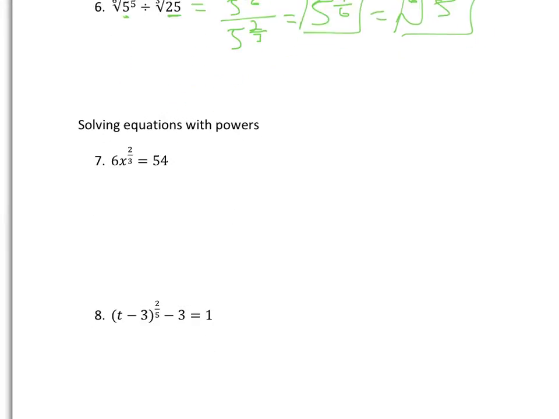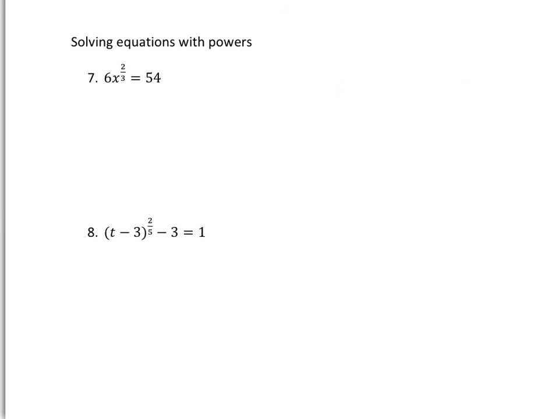Lastly, solving the equations with powers. We're going to do very similar to what we've done in the past. So we've got to isolate our variable. Divide both sides by 6. x to the 2/3 equals 9. And to get rid of our 2/3 power, you're going to take each side to the reciprocal power of that, just like if you're multiplying by fractions. So we're going to take both sides to the 3/2 power, because 2/3 times 3/2 is 1, which just leaves us with x. So we need to do x to the 3/2 power.